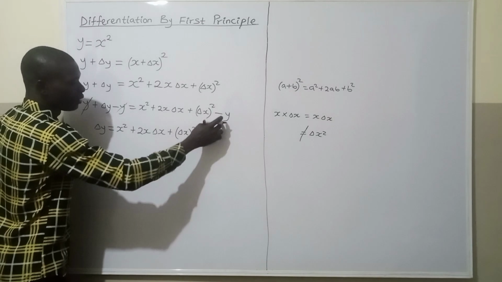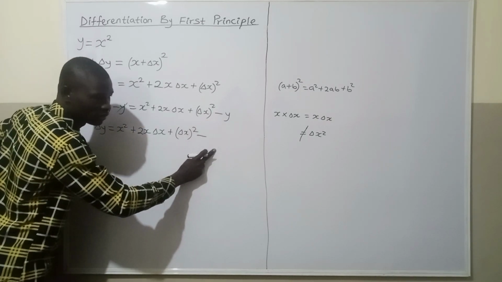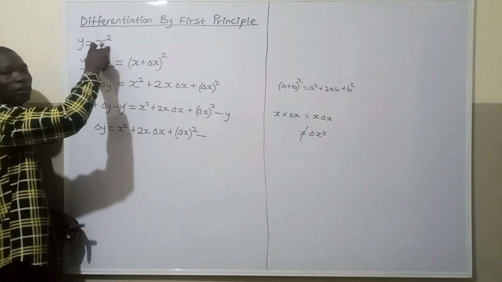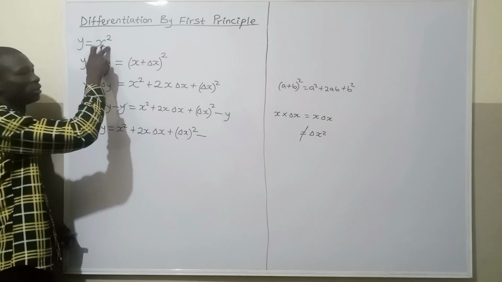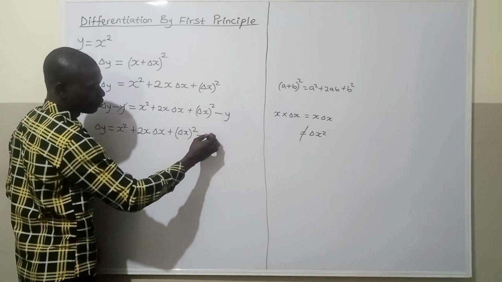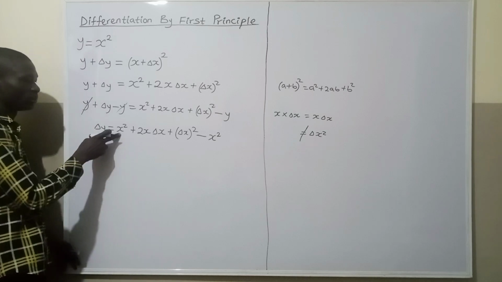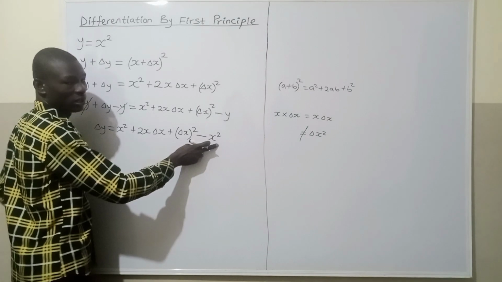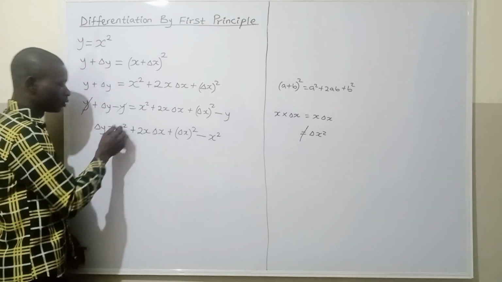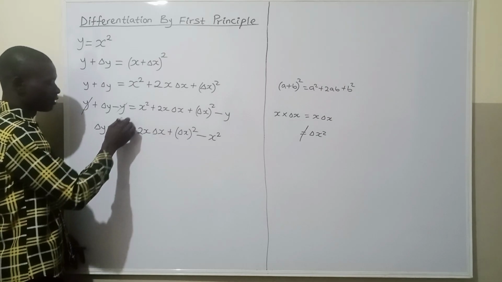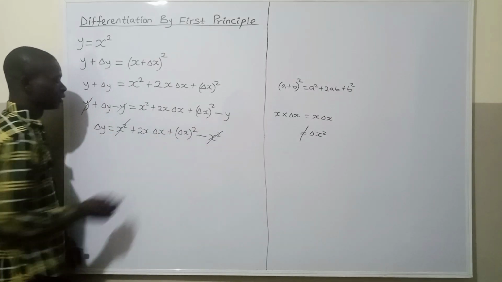Now we are going to say minus y, but then instead of writing y this time around, we are going to use the equivalent of y, which is from the start of the equation. So that's going to be x squared. So we'll be having minus x squared in the place of y here. And of course, the beginning here is x squared, and the last one here is also minus x squared. So we have x squared minus y minus x squared equals 0. So both of them are going to cancel out.